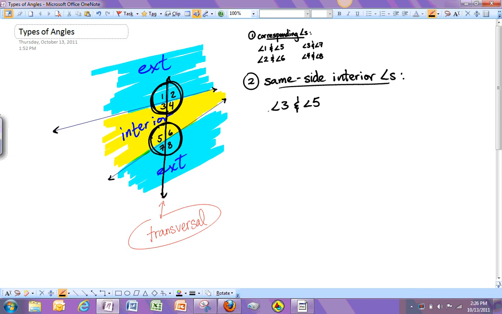And there's one other pair that's also same side and interior. 4 goes with angle 6. I can't pick 4 and 8. They are same side, but one's interior, one's exterior. Okay?